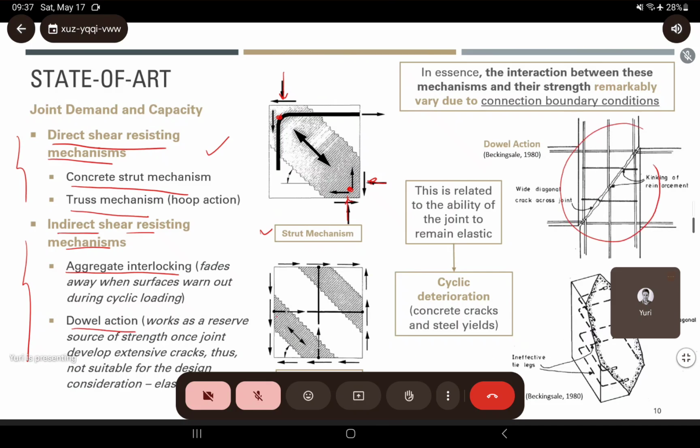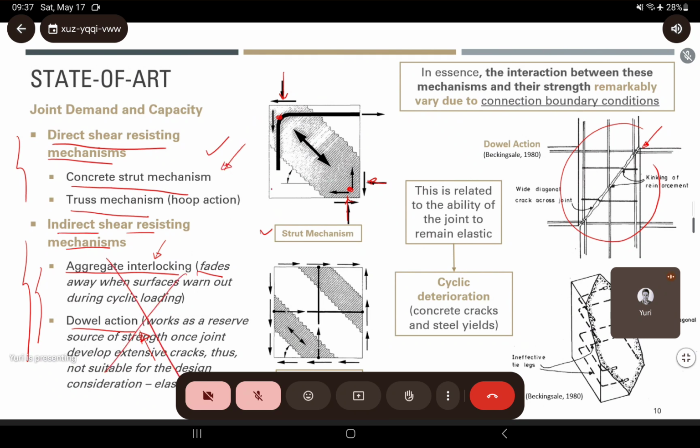Okay. So these indirect shear resistance mechanisms are not counted in the full cyclic response because aggregate interlock will fade away as soon as you have sliding. And dowel action we don't consider to be a main source of mechanism because we expect great cracking to occur before you have dowel action. And the idea is that we don't have to go through that cracking, okay? So we take these out of the design.